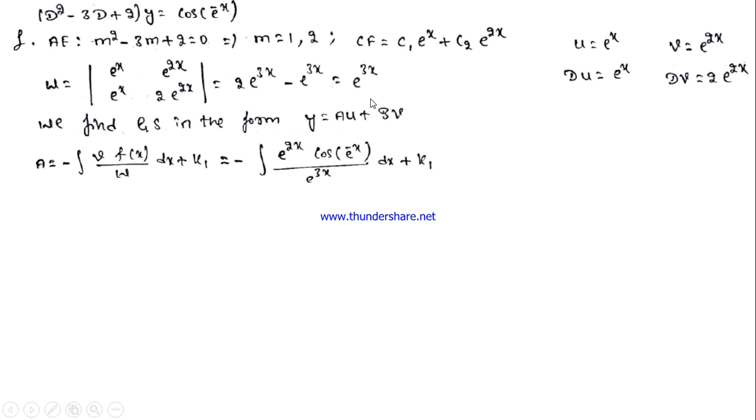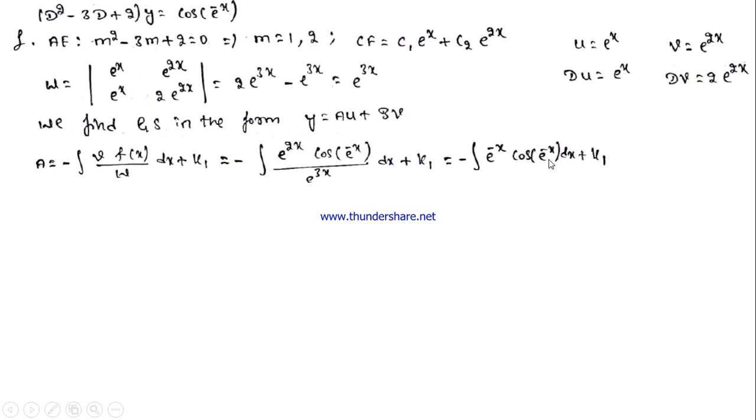A is given by minus integration of v is e power 2x, f of x is cos of e power minus x, divided by w is e power 3x dx plus k1. So on simplification, e power 2x cancels, we get e power minus x cos of e power minus x dx plus k1. We can't solve it directly. We're supposed to make use of some substitution method. So that is what I'm doing here.